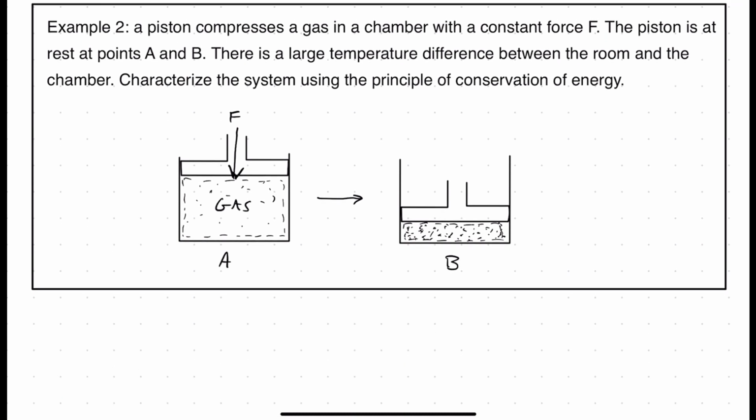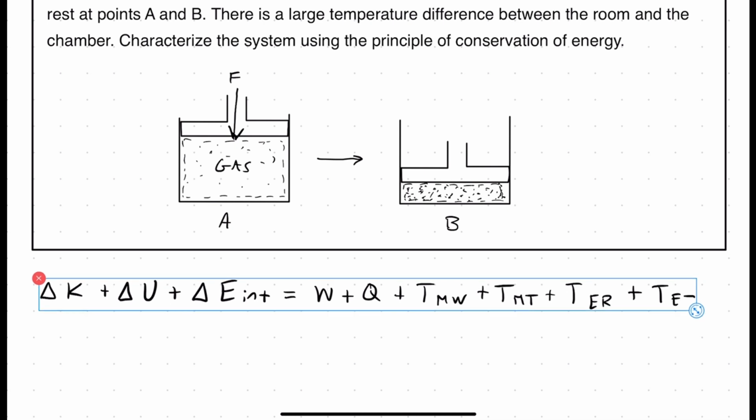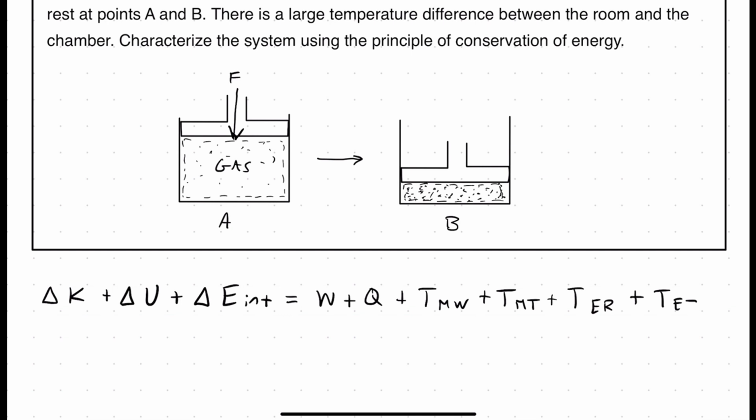A piston compresses a gas in a chamber with a constant force, F. The piston is at rest at points A and B. There is a large temperature difference between the room and the chamber. Characterize the system using the principle of conservation of energy. All right, once again, let's start with our equation. Our amazing principle.